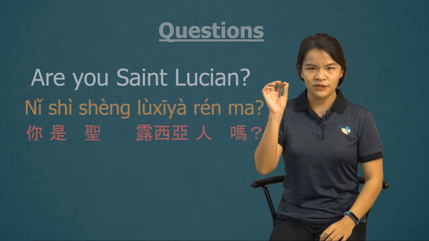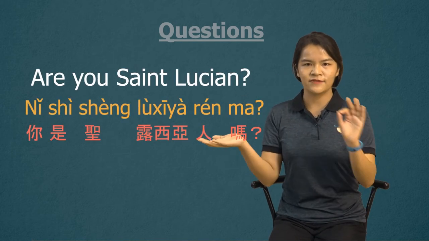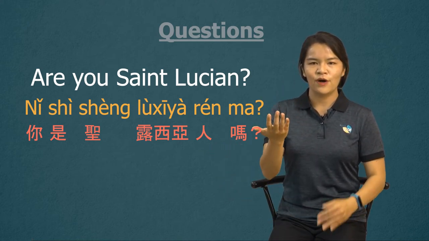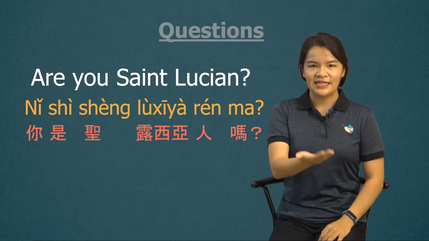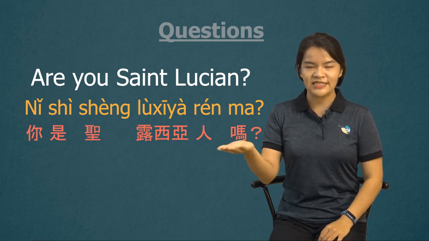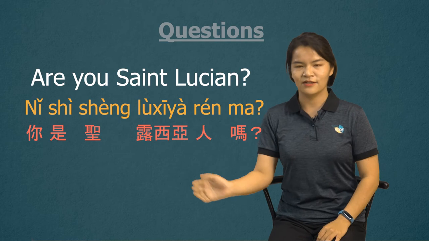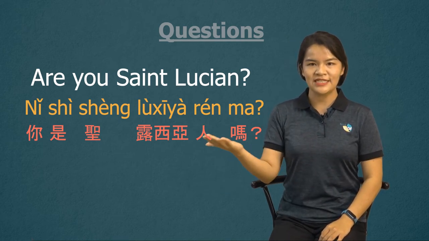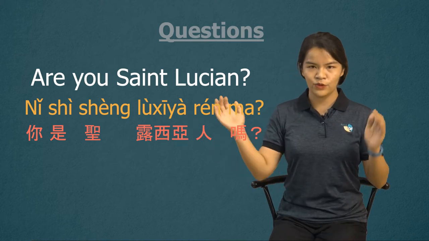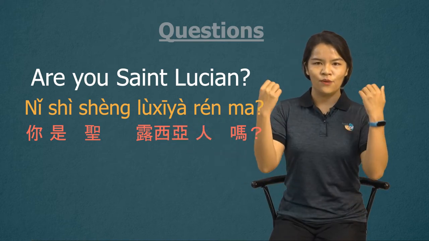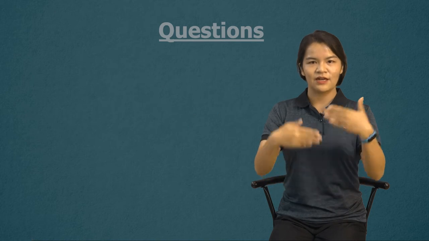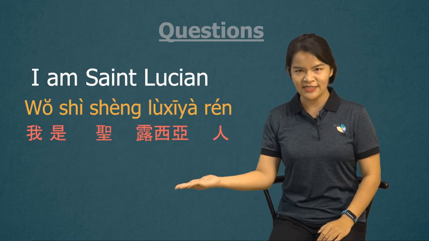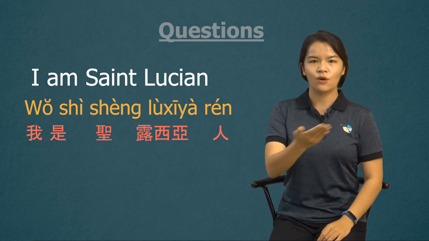So let's learn how to make questions. We just need to put ma at the end of the sentence. It will become a question. So, are you Saint Lucian? 你是圣露西亚人吗? One more time. 你是圣露西亚人吗? Put ma at the end. So, what's your answer? 我是圣露西亚人。 I am Saint Lucian, right?